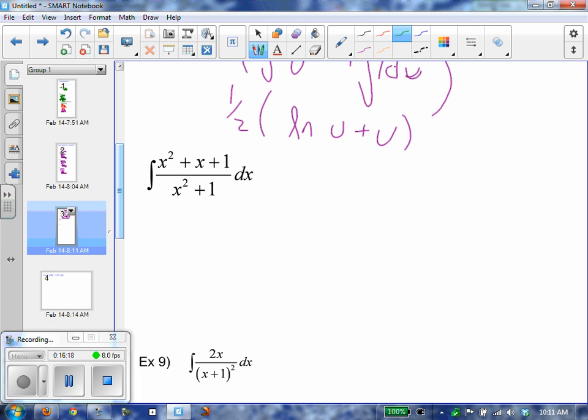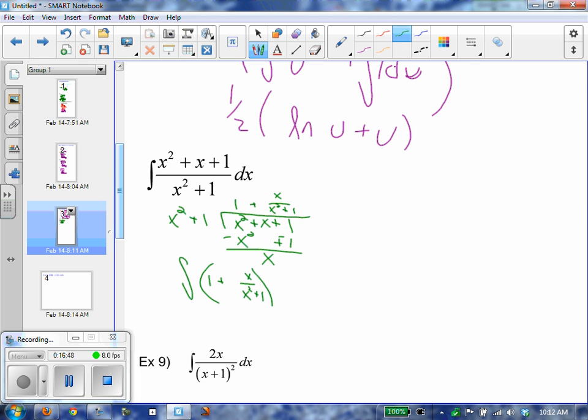What I had envisioned for this one was long division. I'm glad we didn't do that. x squared plus 1 goes into x squared plus x plus 1 one time. Ours was much easier. Definitely. Then you got x plus 1, and you can't do anything, so over x squared plus 1. So if I look at it like that, I've got 1 plus x over x squared plus 1, which is what you guys had.